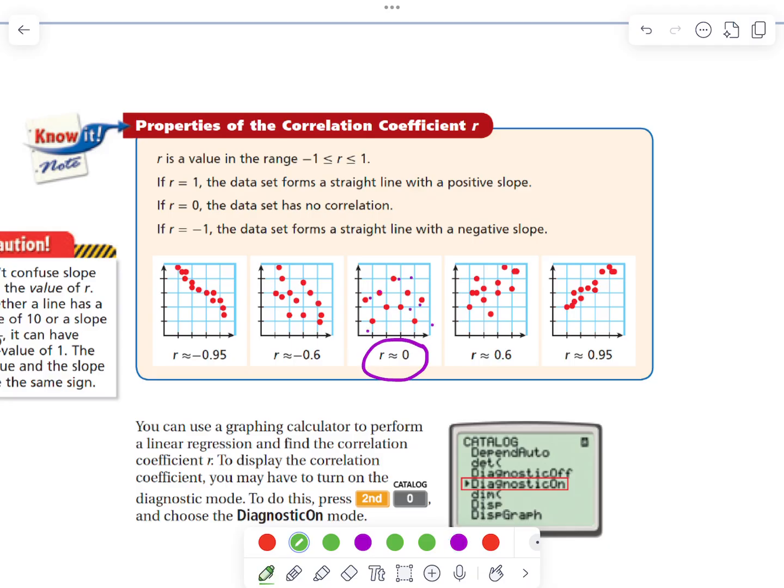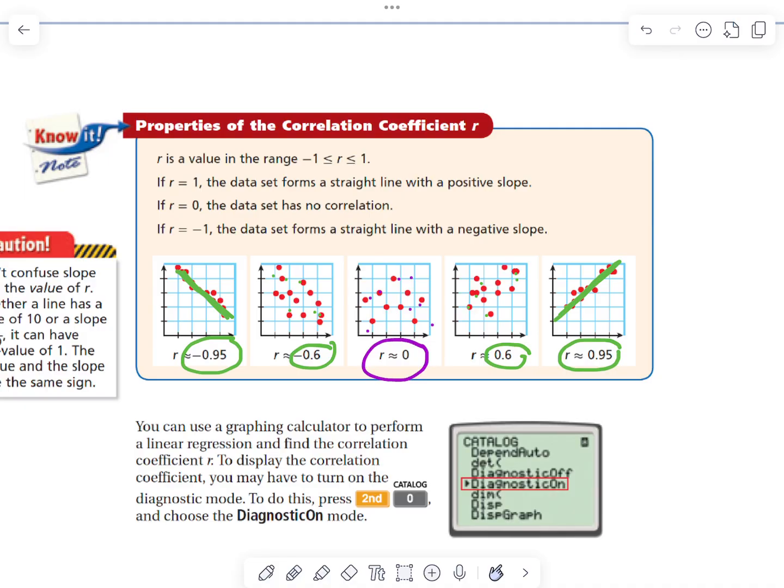When we have a correlation of -0.95, the trend is a negative slope, and the points are pretty close together. A positive correlation, pretty close to 1, is nice and close, with a positive slope. Now notice here, this is a -0.6 and a positive 0.6, so the points are farther away from each other.